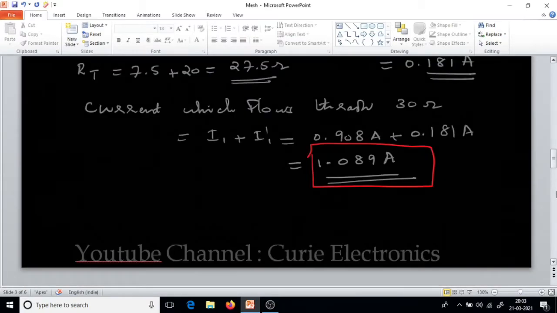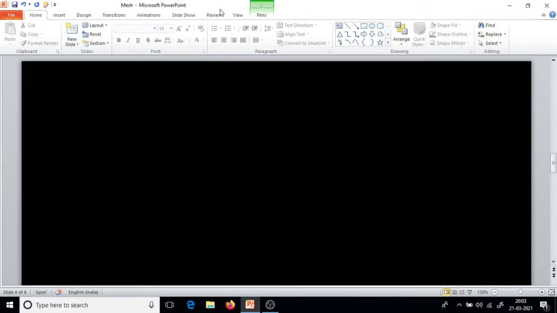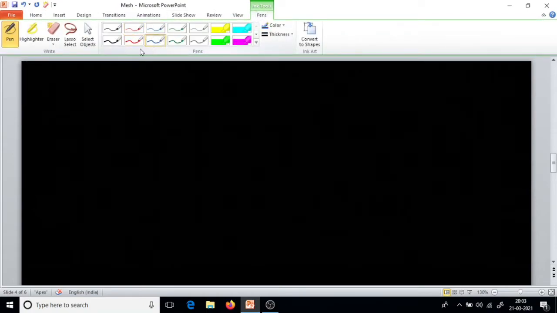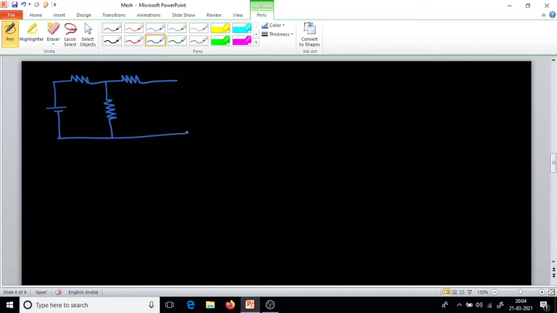So we'll start the mesh analysis. Now, same problem I'll write once more, then we'll start the mesh analysis. Now we are going to apply mesh analysis. Using mesh analysis, how to calculate the current through the 30 ohm resistor? So this is 50 volt, this is 10 ohm, 20 ohm, 30 ohm, and a 20 volt source.